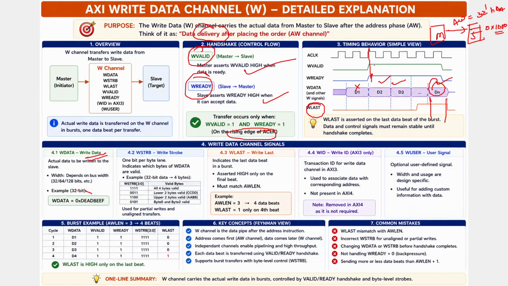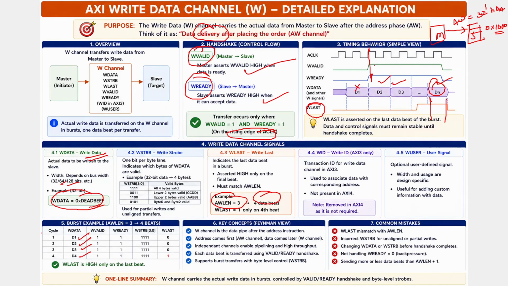In the write data channel, I am placing 32-bit data, DEADBEEF. Based on the data width, 32 bit, 64 bit, 128 bit, we are placing some data. And the write strobe signal, I told you, tells which byte lanes have valid data. Your length is 3, that means 4 beats of data you are transferring: data 1, data 2, data 3, data 4. 4 data you are transferring.